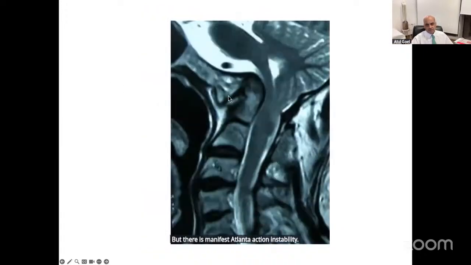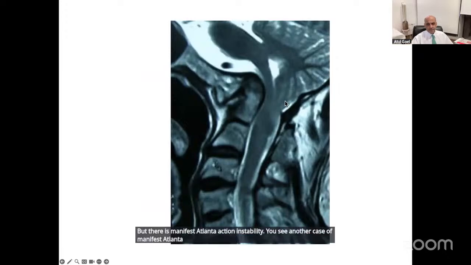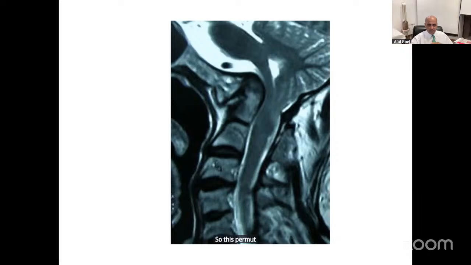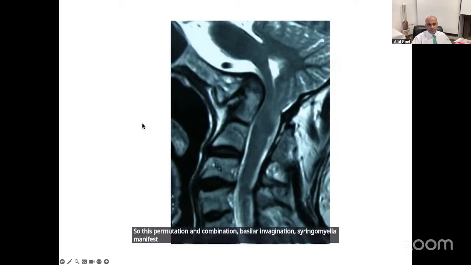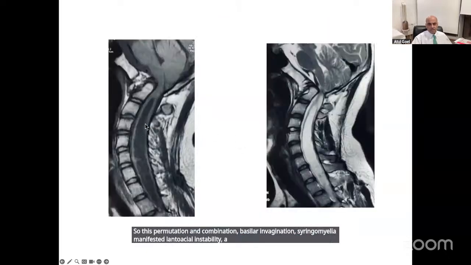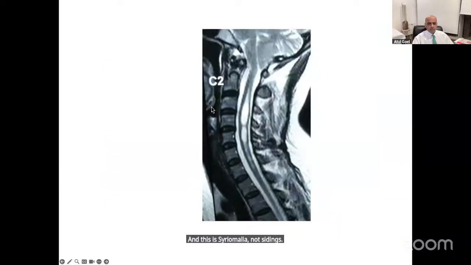This is another case of manifest atlantoaxial instability, tonsillar herniation, external syringobulbia, no syrinx. So this permutation and combination, basilar invagination, syringomyelia, manifest atlantoaxial instability, are common kind of phenomena. This is another case of manifest atlantoaxial instability, which the whole world was calling fixed dislocation, and a decompression kind of treatment was going on for decades. And this is syringomyelia, large syrinx and small syrinx.